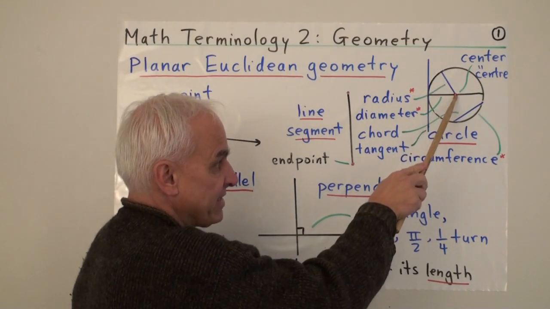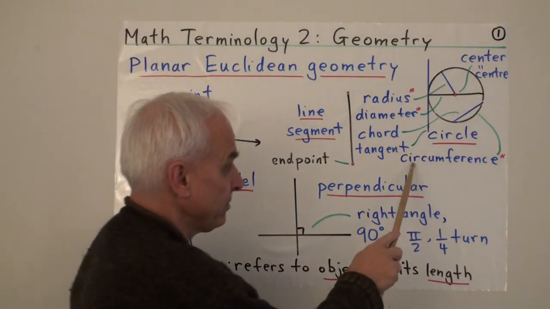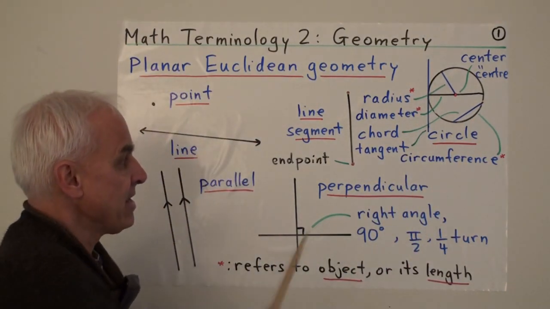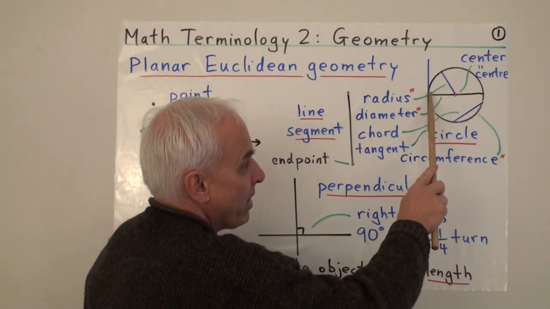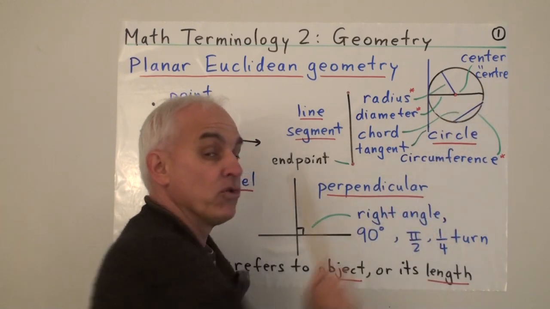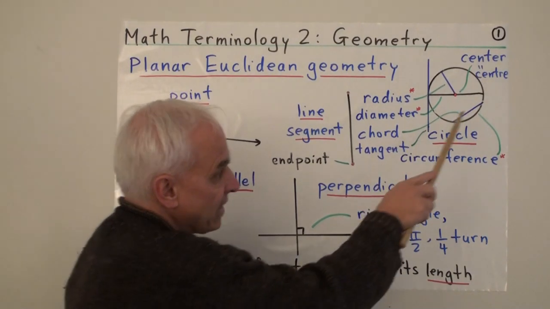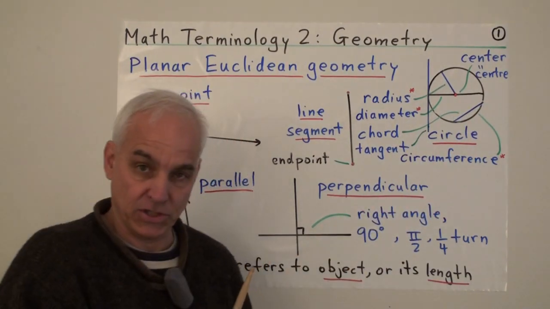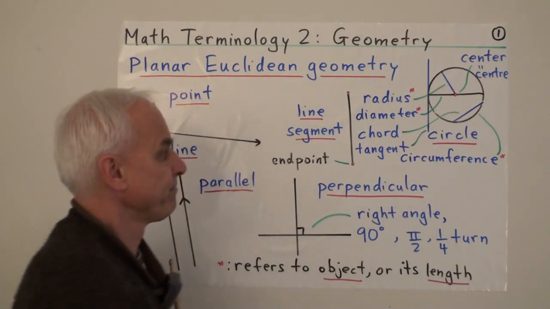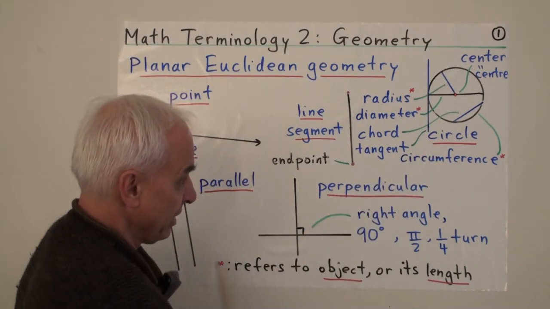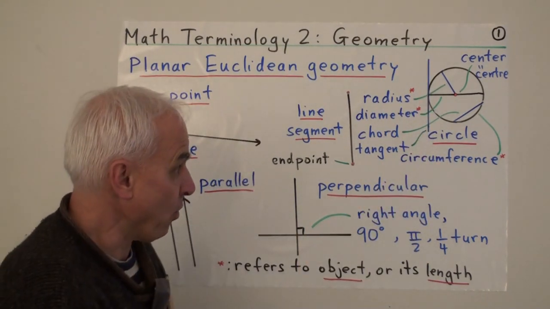It's a line segment from the center to the circumference, which is the outside of the circle. A diameter refers to a line segment that goes from one part of the circle to another part of the circle and goes through the center. A chord is a line segment that goes from the circle to the circle, but which doesn't go through the center. And a tangent refers to a line which touches the circle at exactly one point.